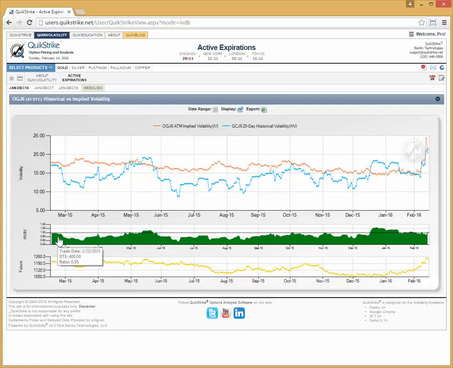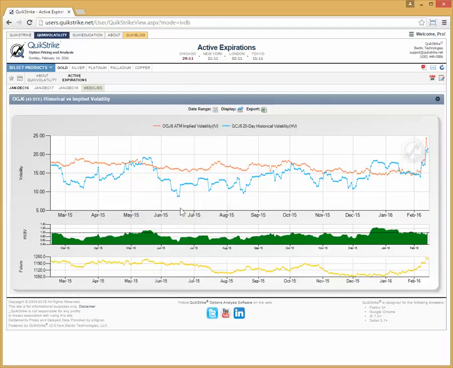And then down below, you're going to see the ratio. So you can start to see if things are above or below where they should be in terms of their comparison. And then we're showing you the futures price here, so you can kind of get a little bit of a gauge of how the underlying and the option might be related based on the movement of that particular contract.